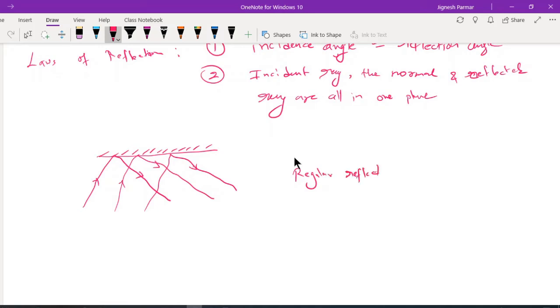But my dear students, we cannot see through regular reflection. A highly polished surface cannot help us to see an object. Why? It happens because it contains lots of energy. Light waves are only falling on one point, at one section.